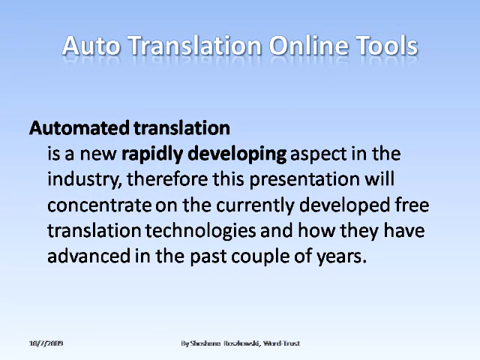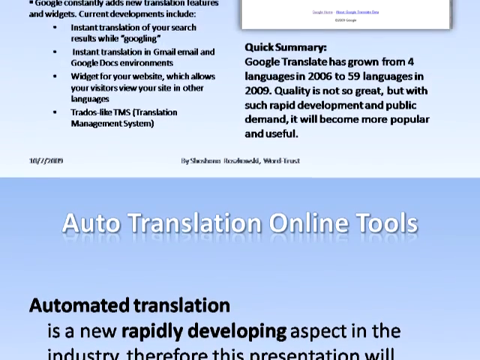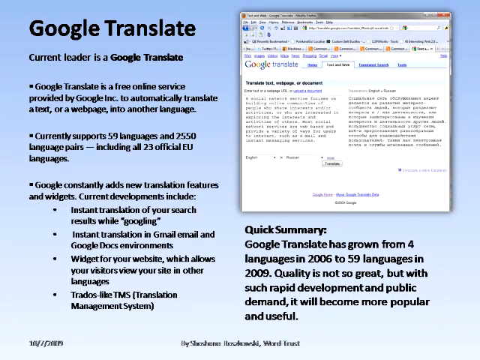Since automated translation is a newly and rapidly developing aspect of the industry, this presentation will concentrate on the currently developed free translation technologies and how they have advanced in the past couple of years. So we'll start with the most popular, as you might have guessed, online free translation utility. It is done by Google. It's called Google Translate. And I would say currently it's a leader in the automated machine translation and localization industry.